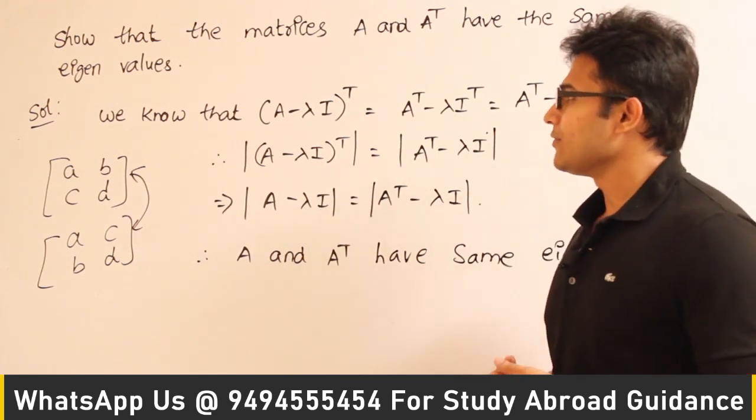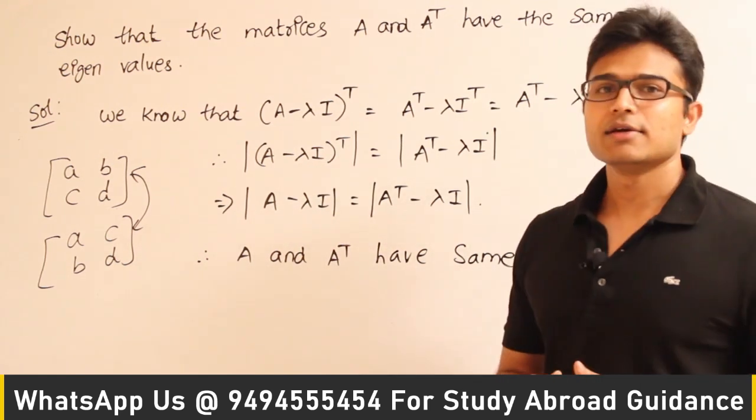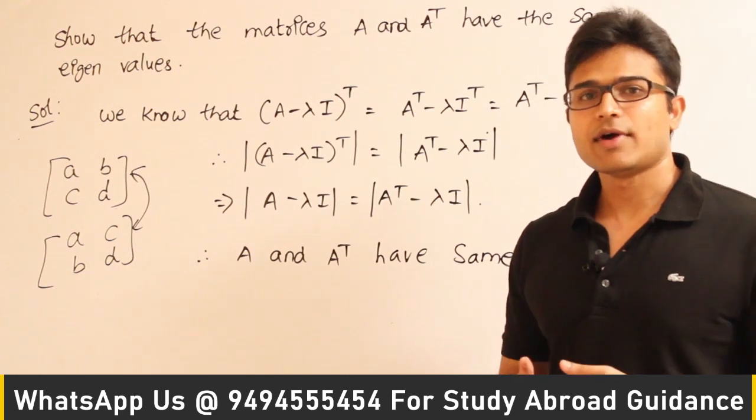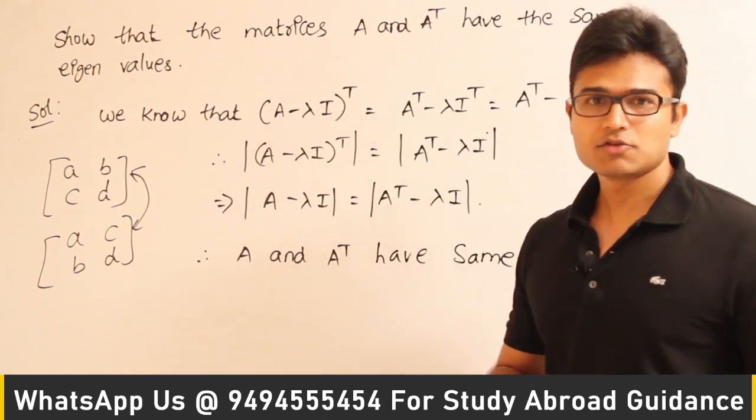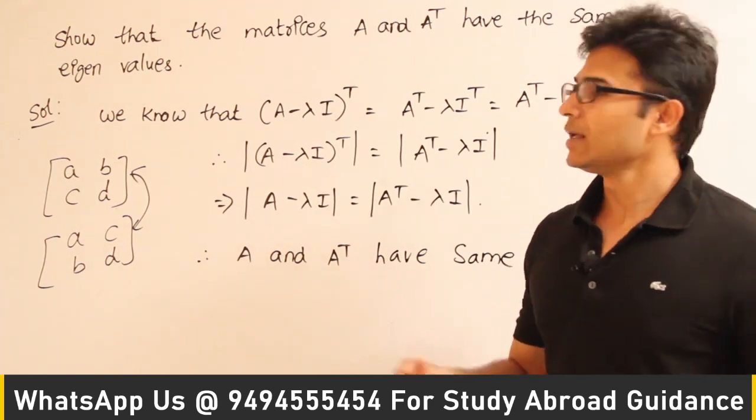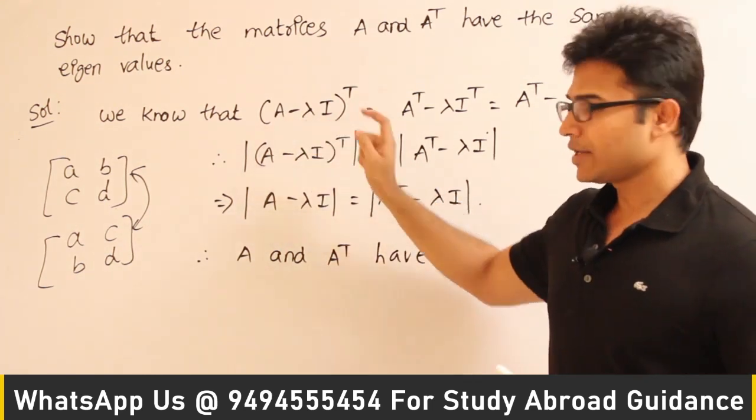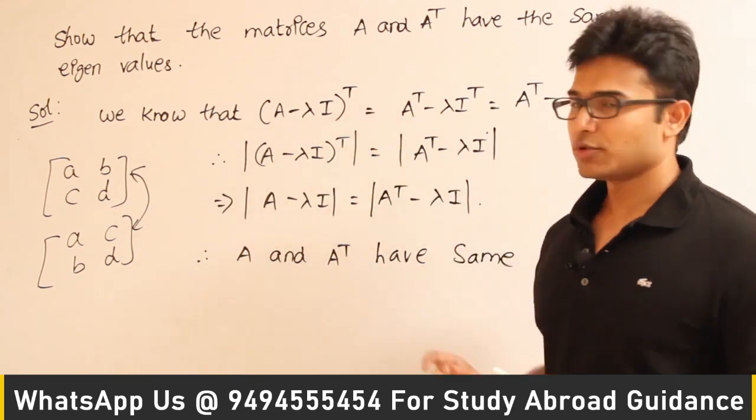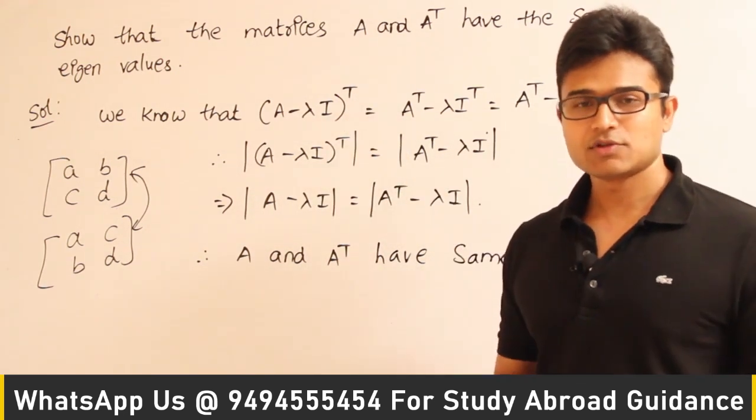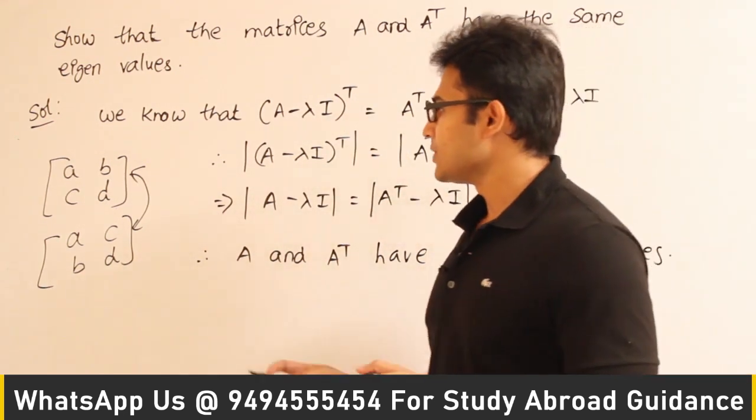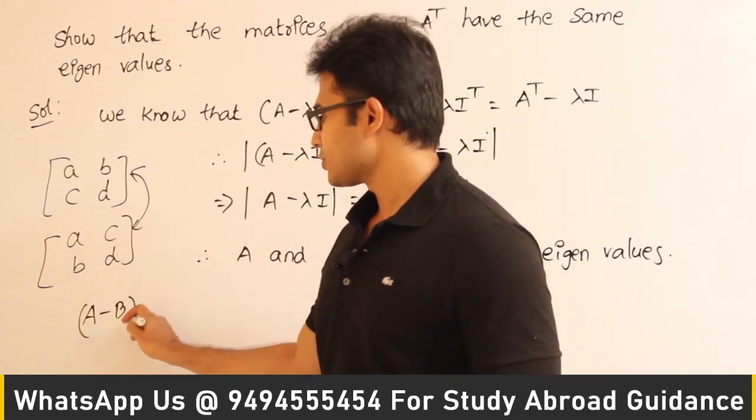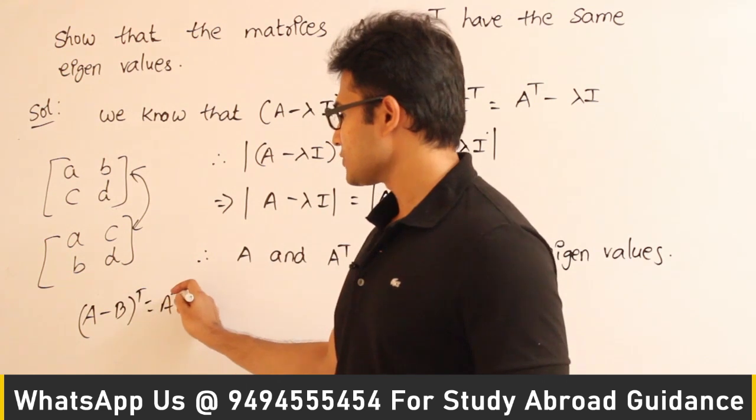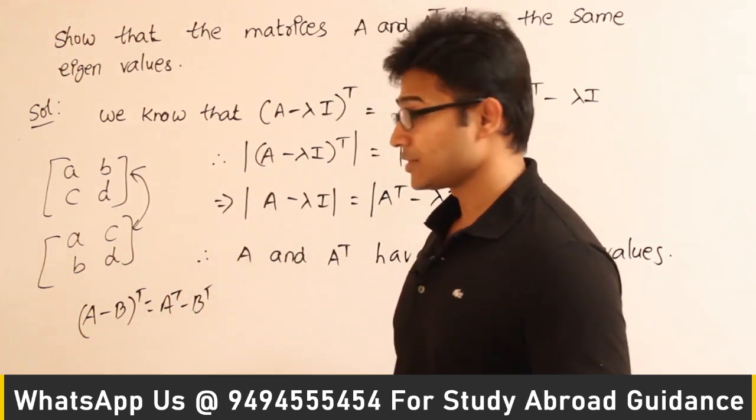Now, in order to find the eigenvalues, we are going to use this expression, A minus lambda I. So let me take that and work on it. If you have A minus lambda I, and I take the transpose of it, what will be the result? It is just like (A minus B) transpose. You must be remembering this: (A minus B) transpose is equal to A transpose minus B transpose, isn't it?